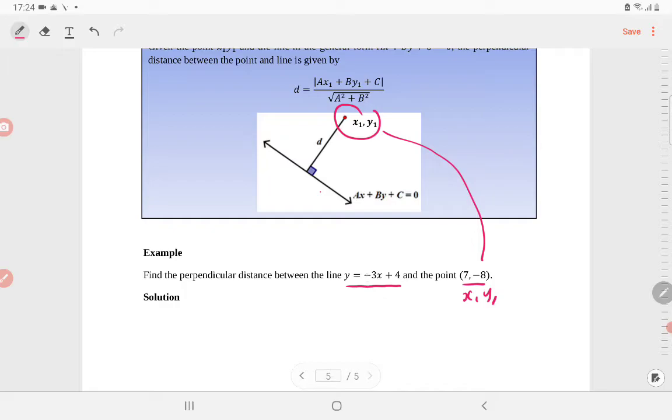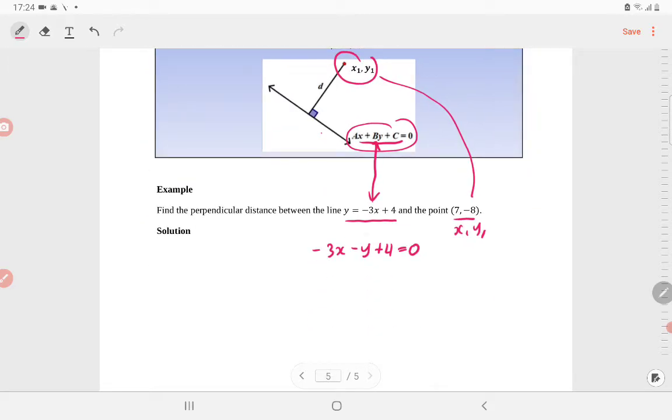Now this equation needs to be changed into this form here. So we put the x first, so minus 3x minus y plus 4 equals 0. You can also flip them all over and have 3x plus y minus 4 equals 0. It doesn't matter which one you use. So let's use this one here.